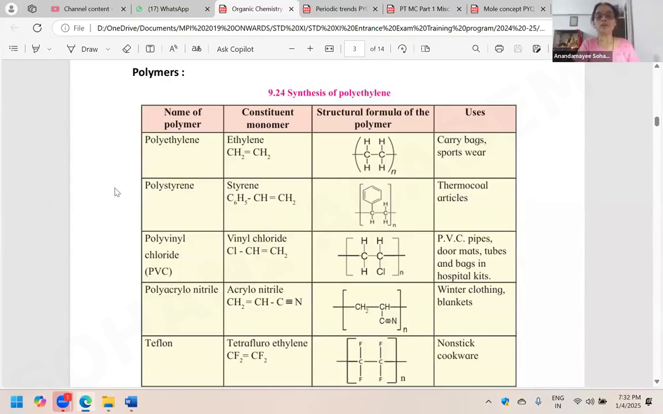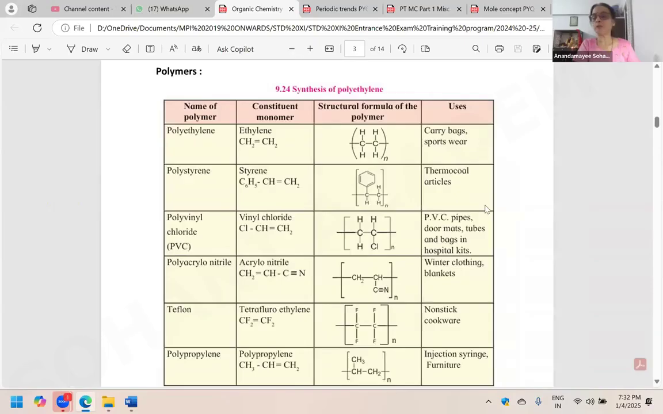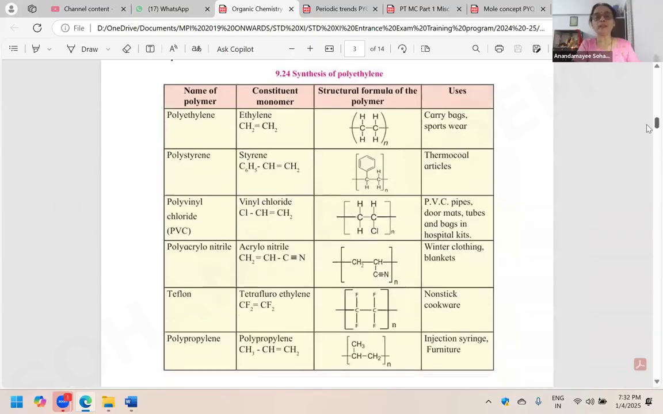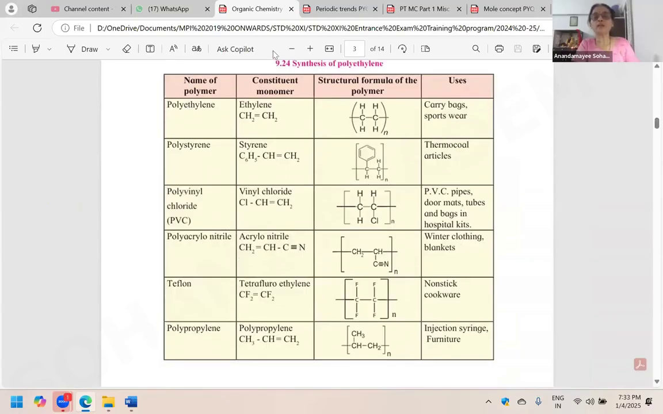See, poly is always the polymer. Poly will always stand for the polymer. And ethylene, what is ethylene? CH2CH2, we know that. Ethylene is CH2CH2. So is it difficult to remember the monomer of polyethylene? It is polyethylene, many ethylenes.